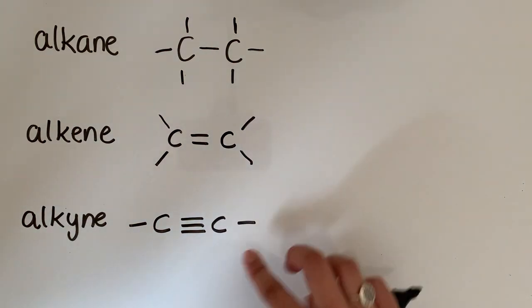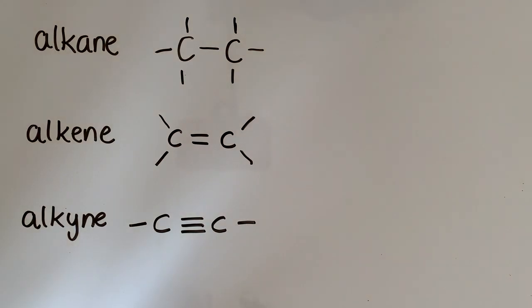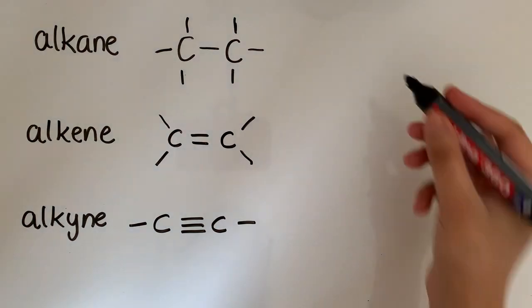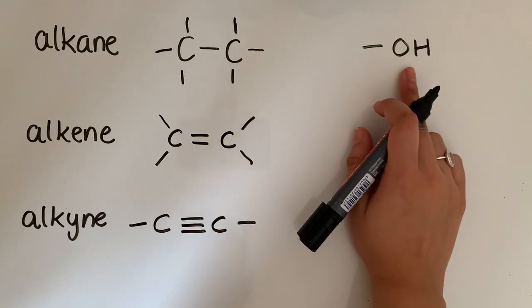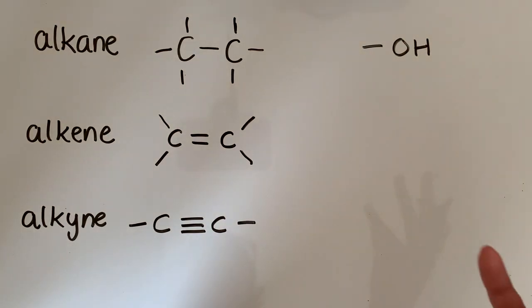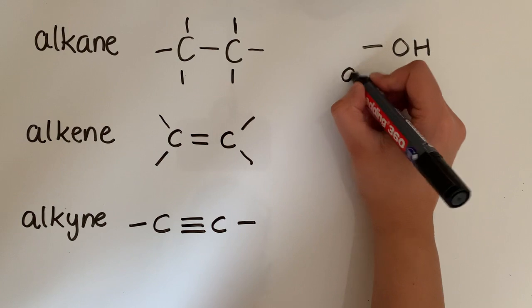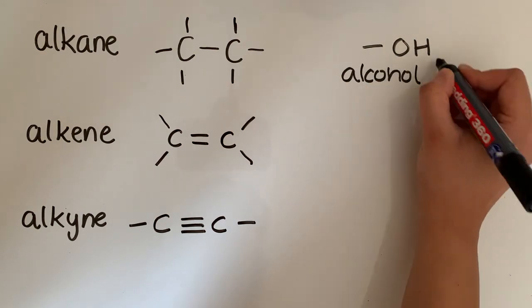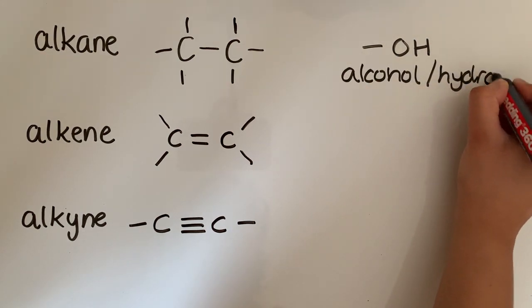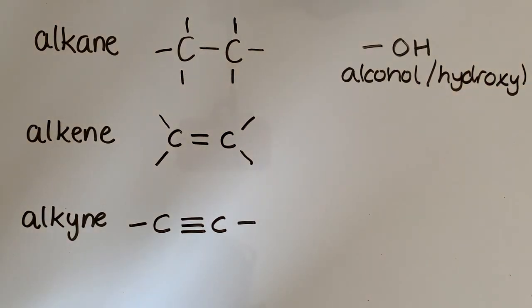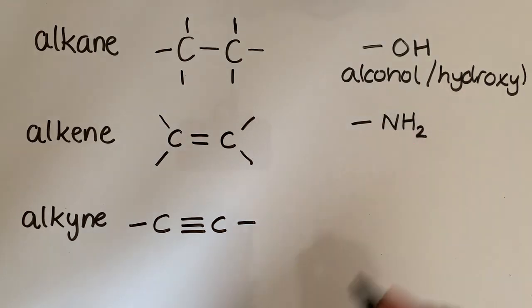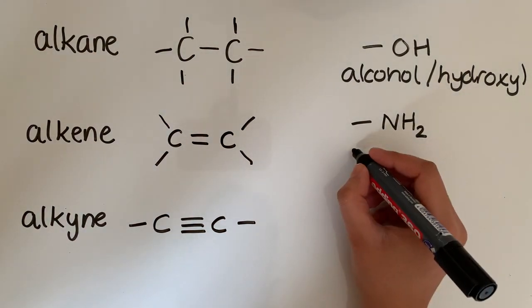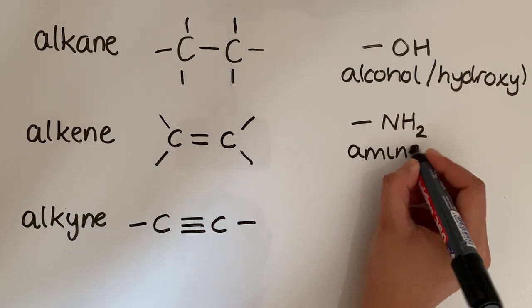bond is an alkyne. Let's now have a look at when we have other atoms, other elements in a compound as well. So if we ever see this functional group here, where we have an OH bonded to our organic molecule, this is an alcohol functional group, or sometimes called the hydroxyl functional group. Okay, if we have an NH2 attached to the molecule, that is an amine functional group.